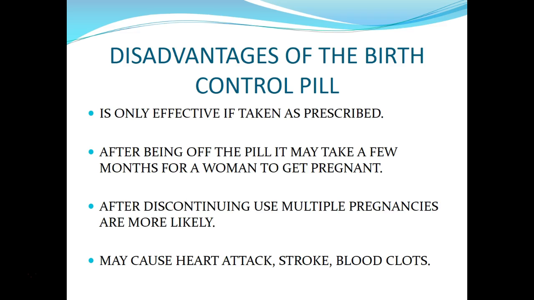After being off of the pill, it can take a few months for a woman to get pregnant because her hormone levels have to sort of normalize again, and her body has to learn how to release that egg again. After discontinuing the use, multiple pregnancies are more likely, and that may be an unintended outcome for someone who wants to get pregnant but has been on the birth control pill for a long time. And again, that has to do with hormones and how your body releases an egg.